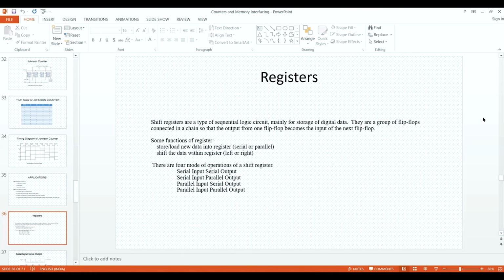Now two functions have been accumulated for the shift register. One, shift the data within the register or in different registers. It can be left, it can be right, from right to left or left to right, or it can be bidirectional also. Similarly, store data. It can be serial or parallel. If you remember, in the previous video when I was discussing counters, I took an example of serial and parallel output, what we mean by serial transfer and what we mean by parallel transfer.